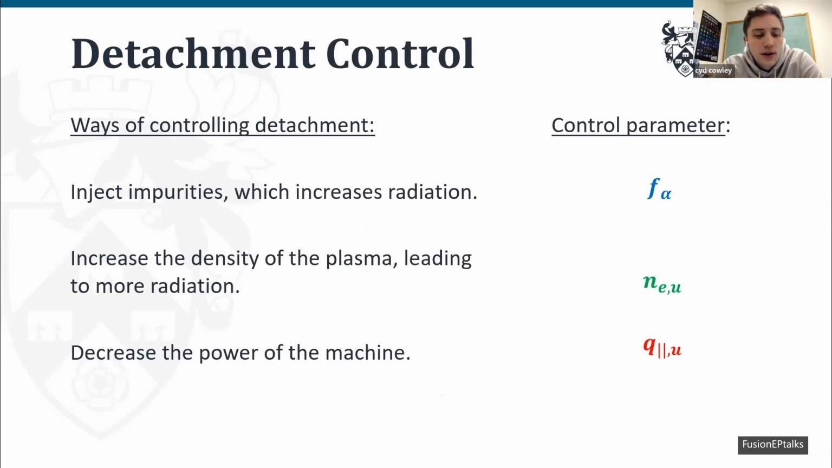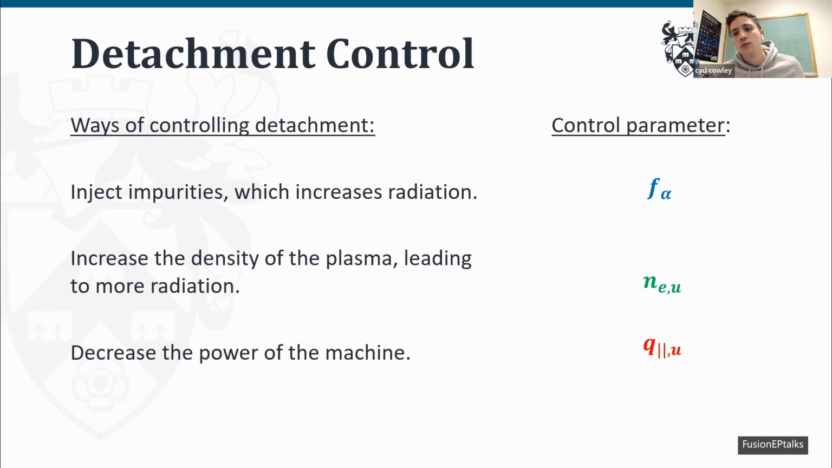As I said, one way of achieving detachment is by injecting some impurity, such as nitrogen, which radiates the power away. But there are actually a few different ways of achieving a detached state. You can increase just the plasma density, which also increases your power losses. And you can decrease the power of the machine, which essentially decreases the amount of power that you need to lose before you get to a detached state. So by changing your impurity concentration, your upstream density, or your heat flux entering the divertor, you can get closer or farther away from a detached state. We call these three numbers detachment control parameters.